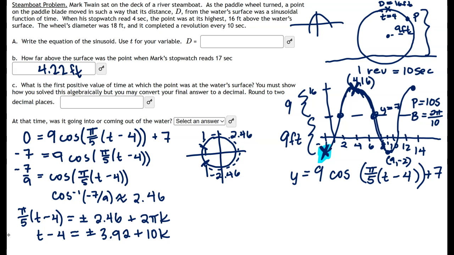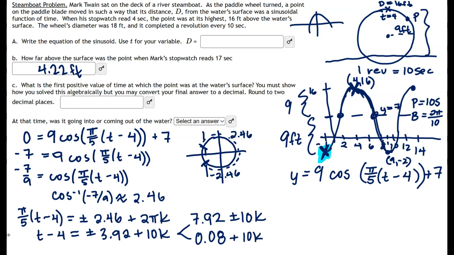So we already decided the period needs to be 10. If you want to just remember that and tack it on at the end, that's fine. Just don't forget. I like the algebra to do it for me because I'll find that I forget and write a 2 pi k even though I already knew it should be 10. And then last thing here is we're going to add 4. We're going to have to split that up to make that true. So if we do 4 plus 3.92, we get 7.92. And if we do 4 minus 3.92, we get 0.08.